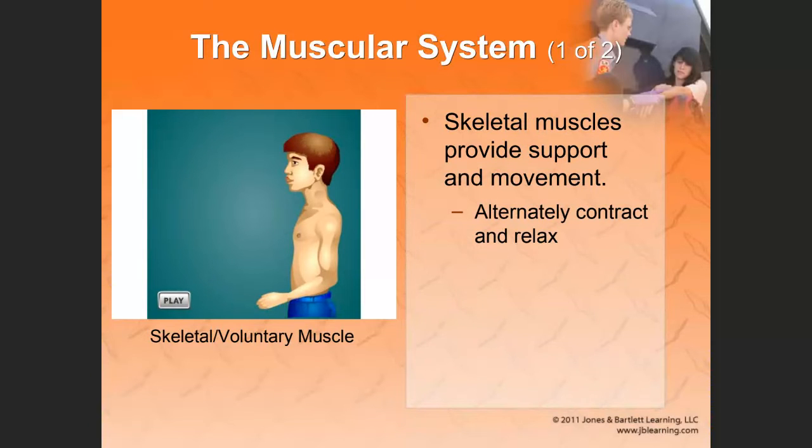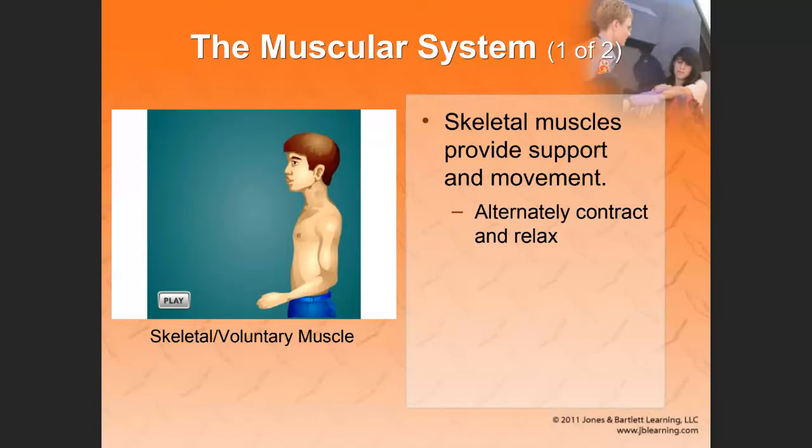Now let's look at the muscular system. The skeletal muscles provide support and movement. Alternately, they contract and relax. And the skeletal muscles are voluntary muscles. There's one skeletal muscle that actually has involuntary and voluntary functions, but we're not going to go too much into that.